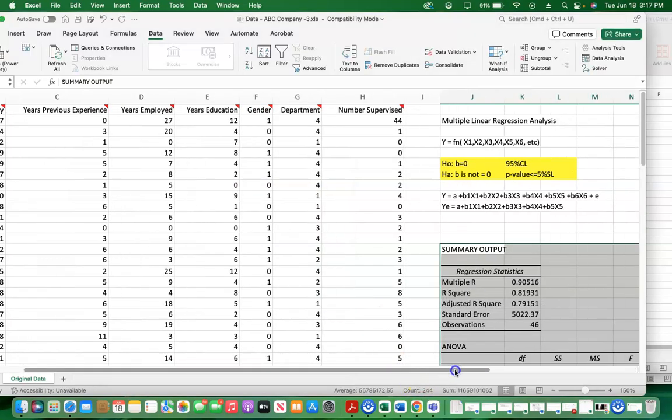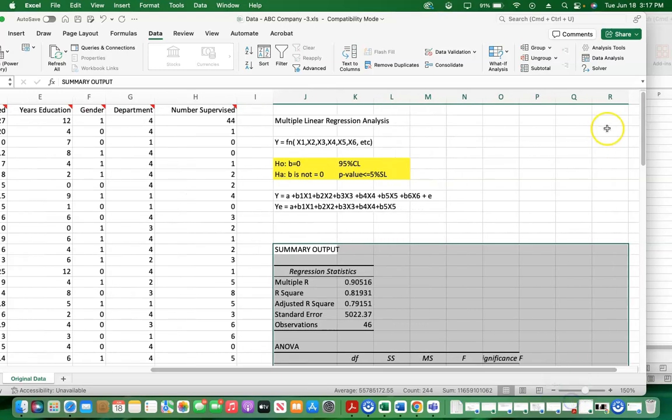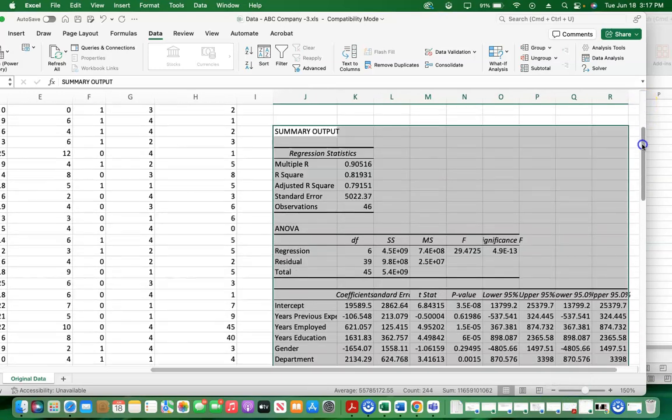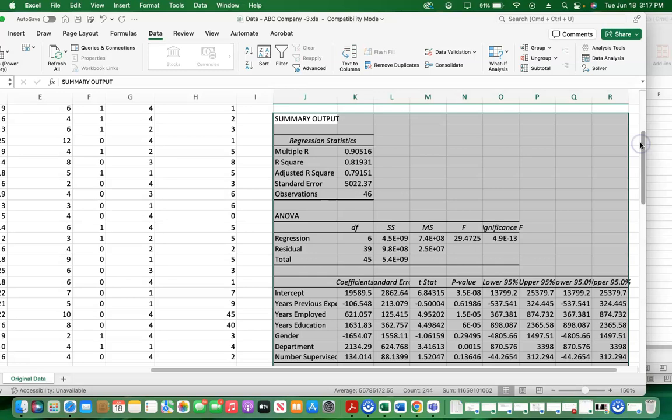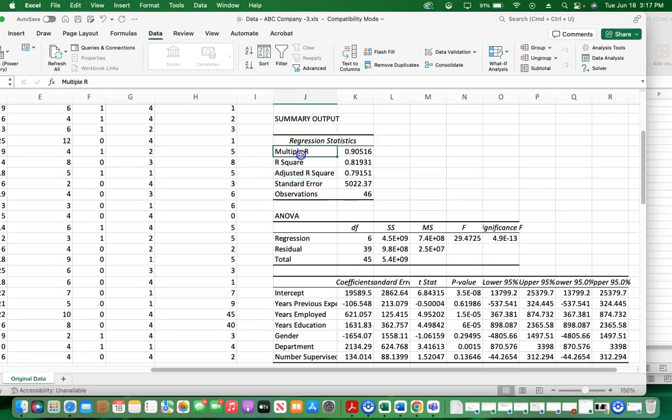And you can see we have the summary output here. Let's look at the regression statistics. In this case, you can see that we have multiple R, which is 0.91, and that shows that there is a positive correlation between estimated Y and Y observed.